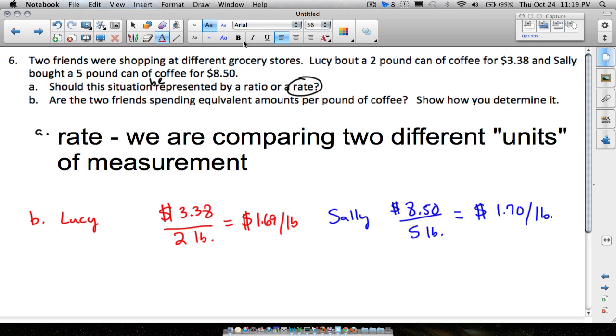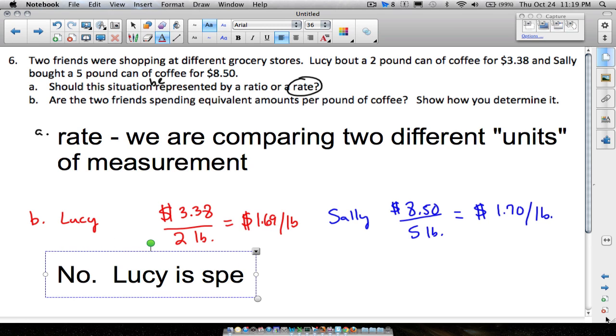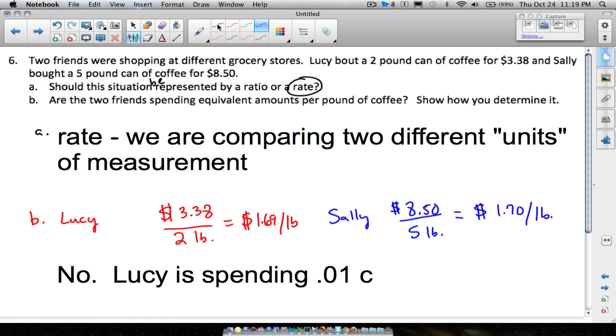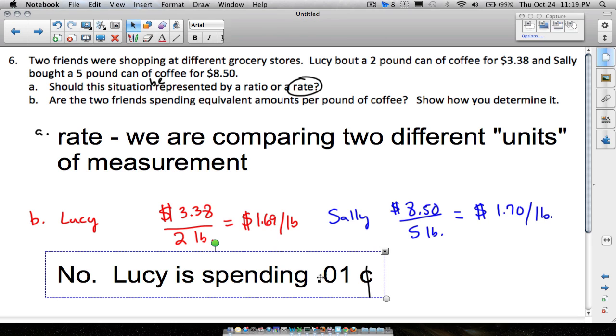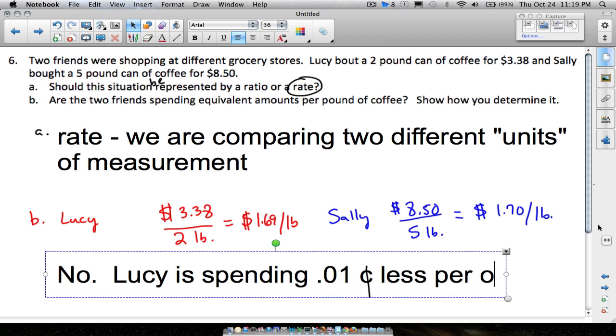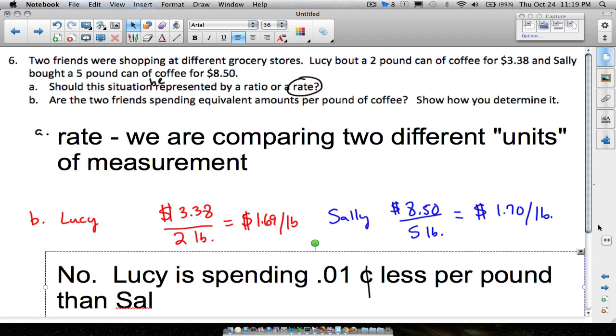So in all honesty, they're pretty much the same, but are the two friends spending equivalent amounts per pound? I would say no. Lucy is spending, let's do this, 1 cent less per pound. Now I'm going to do that little cent symbol, see with a line through it. Less per pound than Sally.